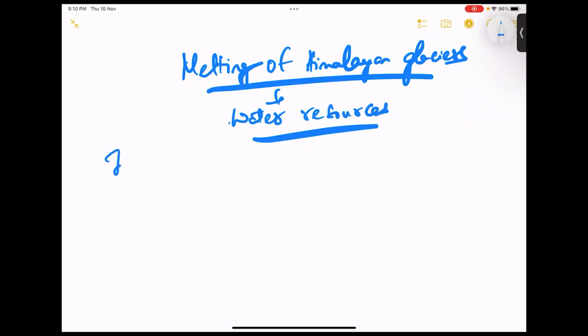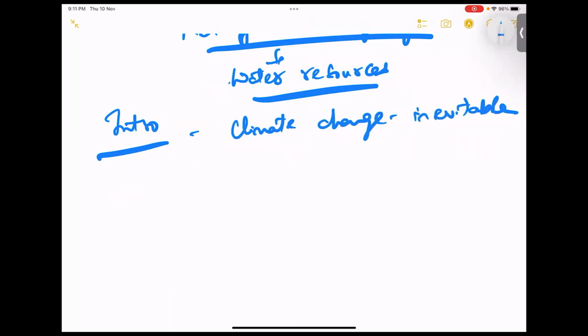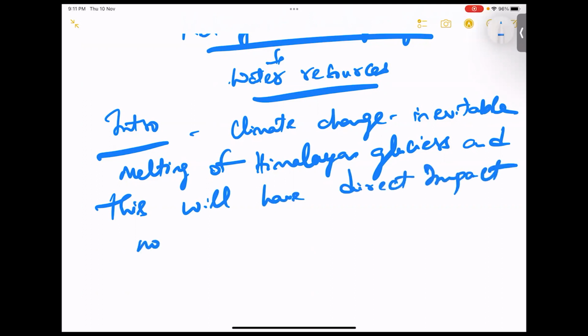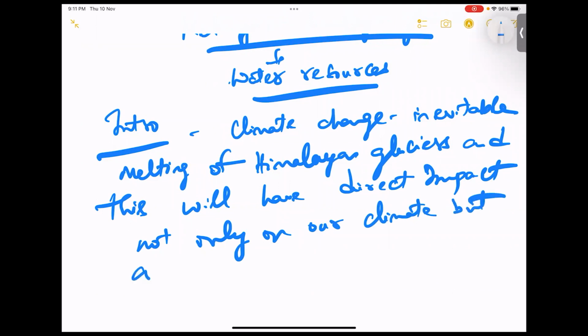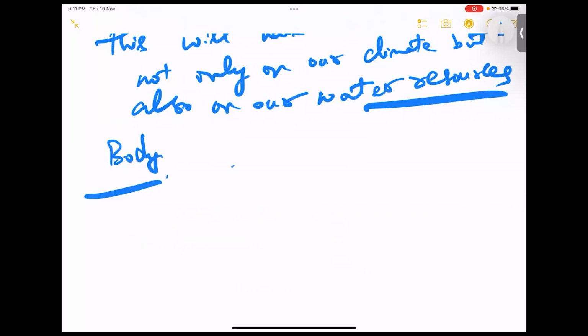So good question. And your introduction, you can write with the climate change, which has become inevitable. There seems to be melting of Himalayan glaciers, and this will have direct impact not only on our climate, but also on our water resources. So in the body you'll write, how does this melting impact water resources?